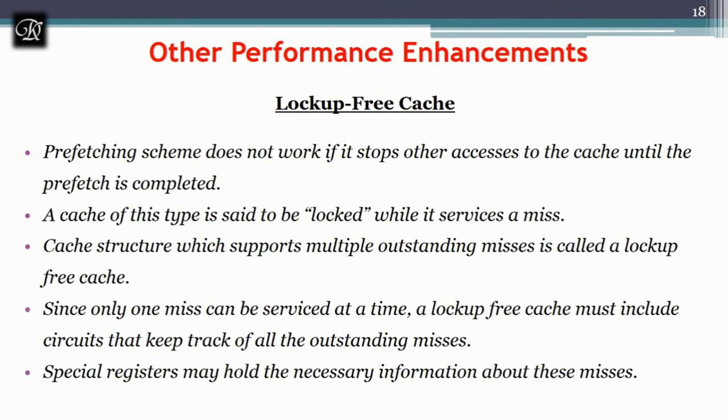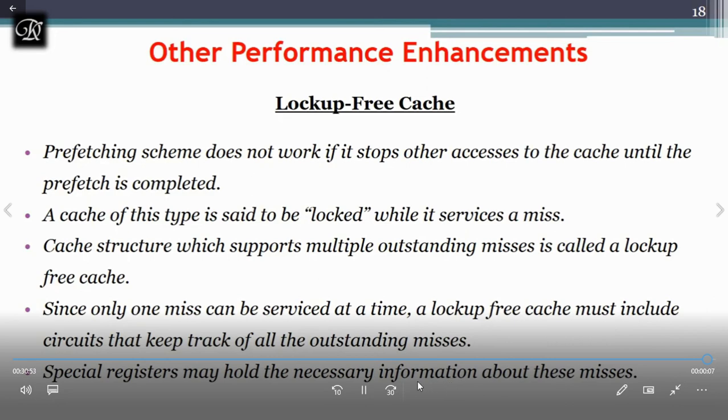A special register may hold the necessary information about these misses. We may need some special instructions which run the special register hardware to handle this lockup-free cache. These are all the things through which we can still improve the performance of the computer: by having interleaving, by having levels of cache, by changing the block size of the cache, and by adding buffers, a prefetch buffer, and a lockup-free cache. By having all these things, we can improve the performance.